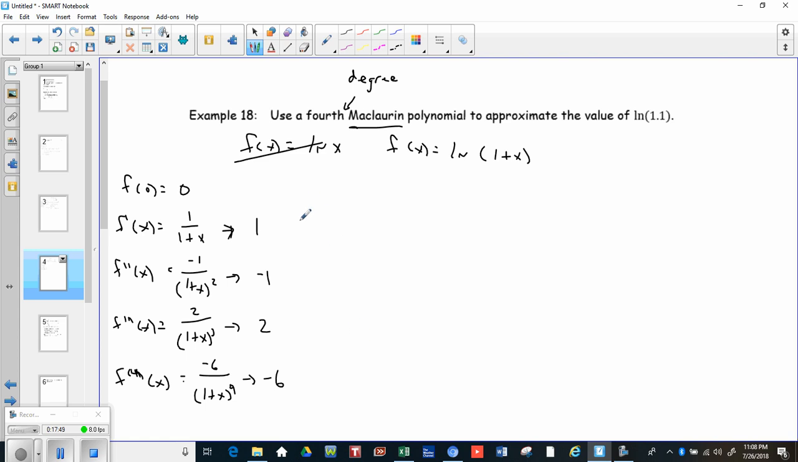So we have a fourth degree polynomial. It's a Maclaurin. You can use an m or a t, it doesn't really matter. Just to keep it consistent, I'll use another T sub 4.